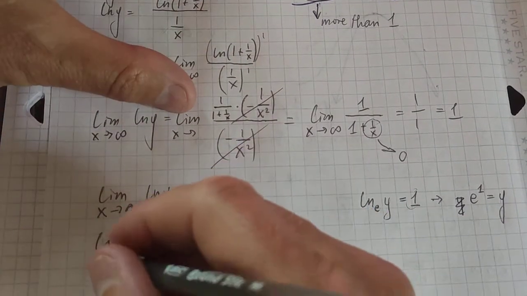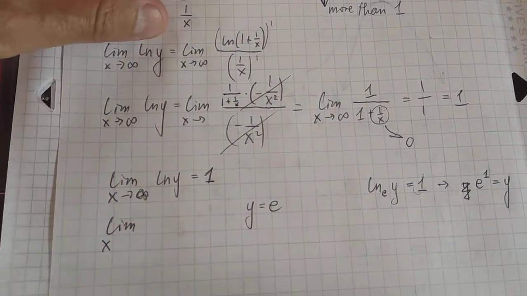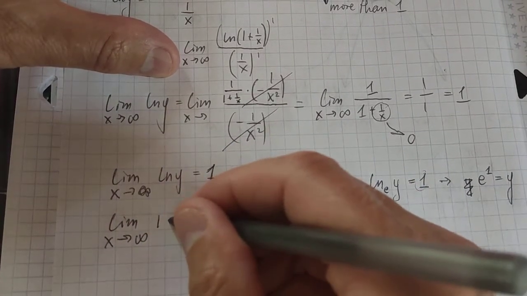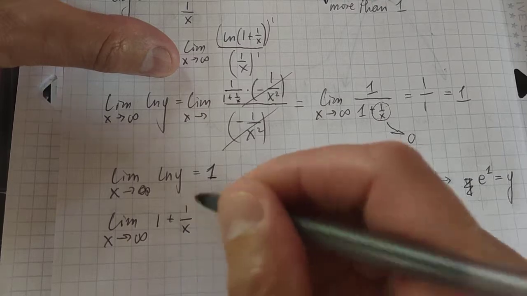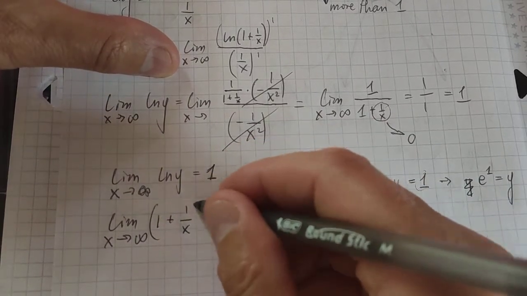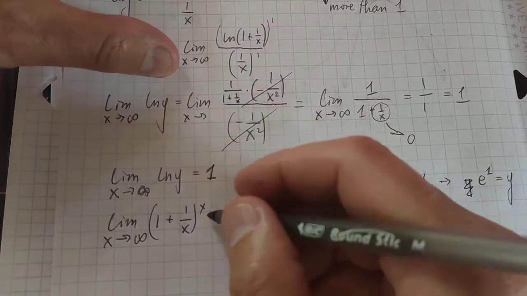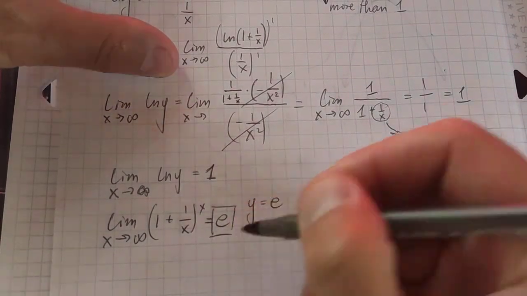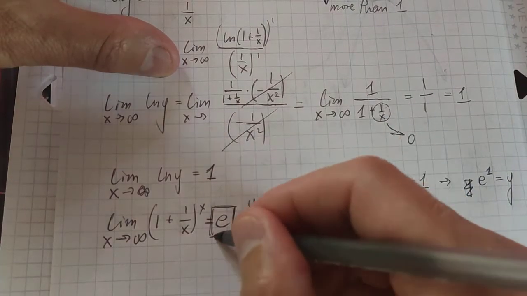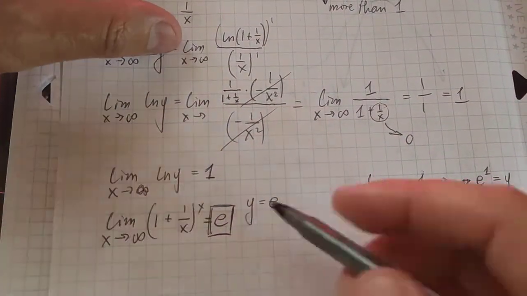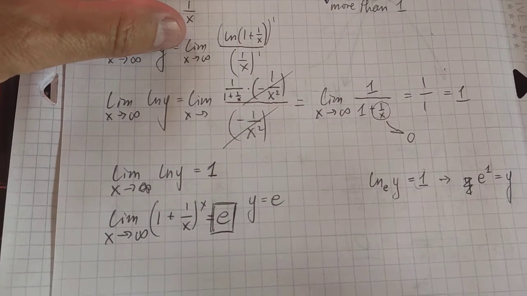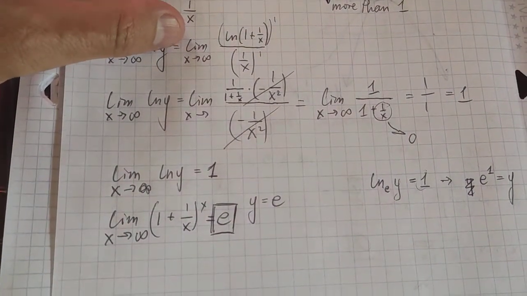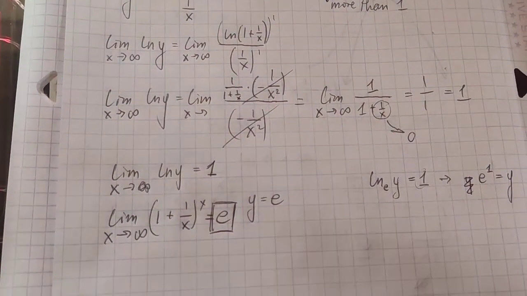So that whole limit that we had at the beginning, x approaches infinity, 1 plus 1 over x, to the x power, equals e. Okay, but you already knew that. Remember, e is just a number, just a constant, it's 2.71 more or less. Okay, 21 minutes, let's stop here. I will continue.